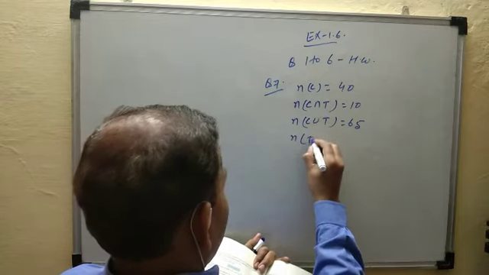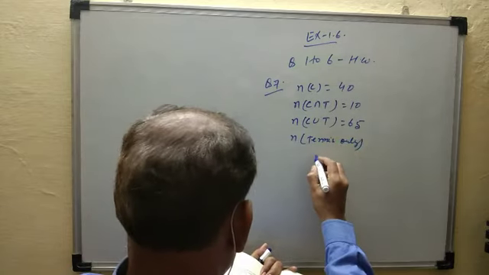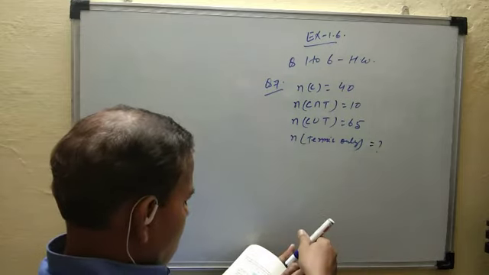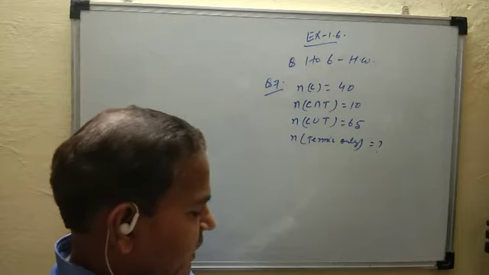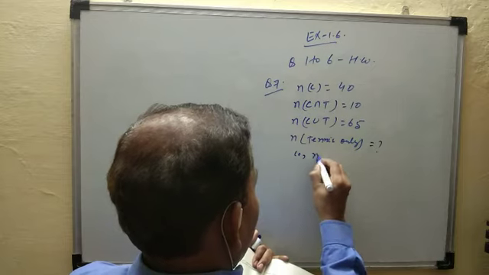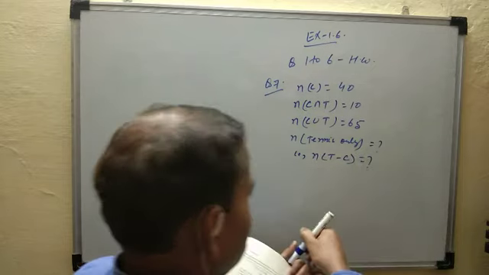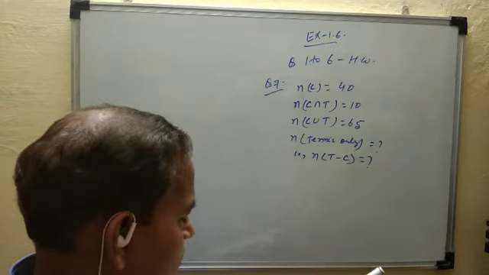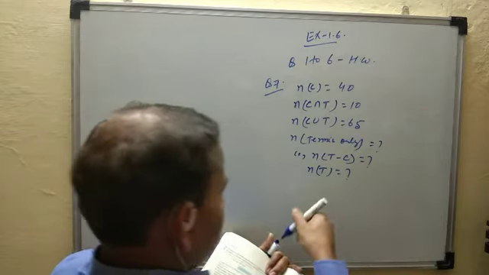So number of tennis only. Now tennis only and not cricket. Here find how many like tennis only, not cricket. That is number of T minus C. That is only tennis, not cricket. How many like tennis? Also find number of T.